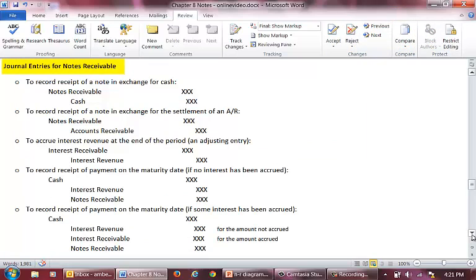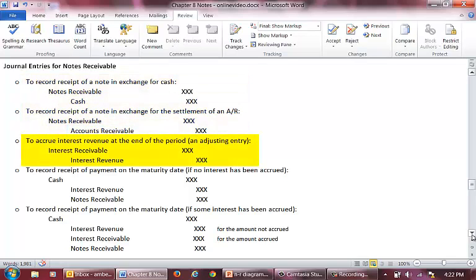Now, let's look at the journal entries related to notes receivable. When the note is received, the payee will debit notes receivable to recognize the note and credit either cash if giving cash or accounts receivable if giving a settlement of accounts receivable.